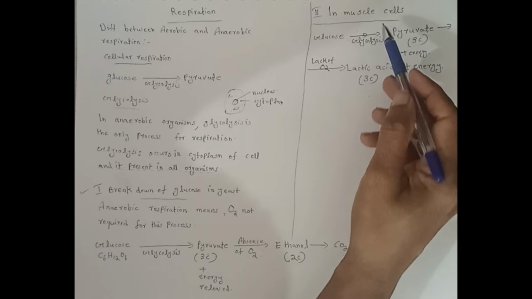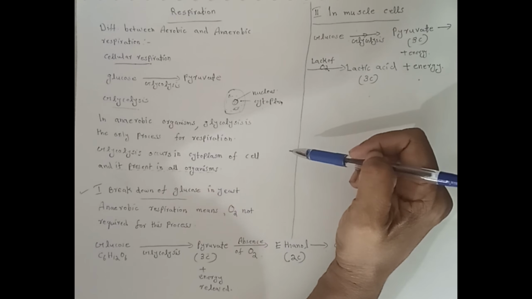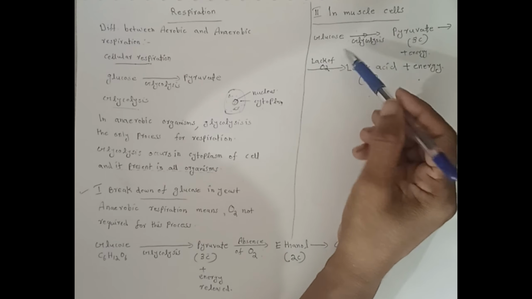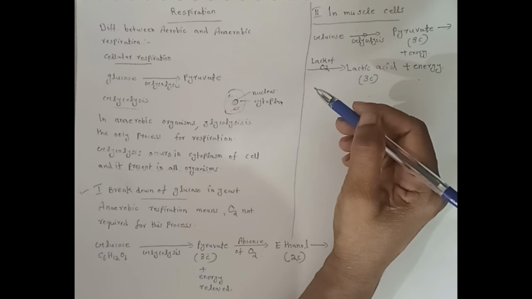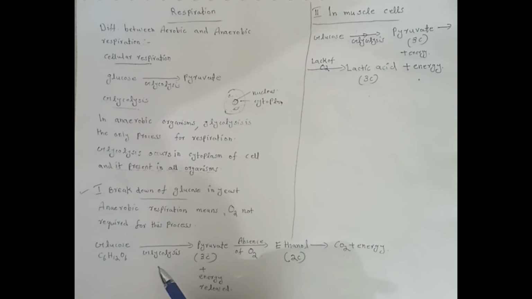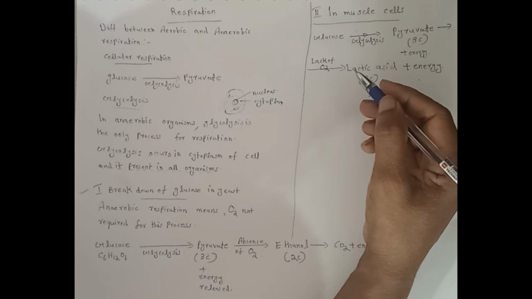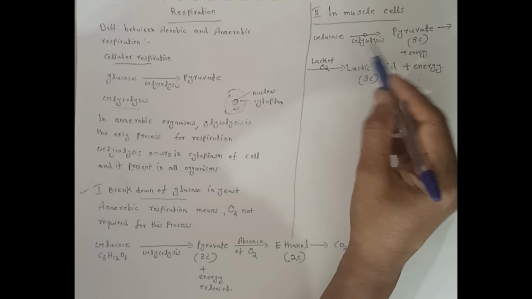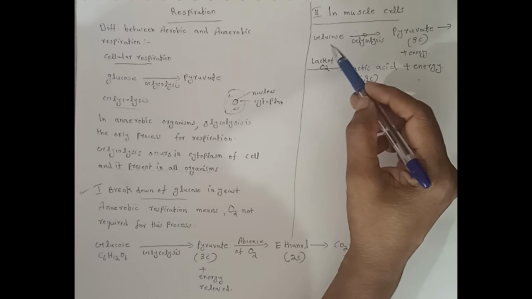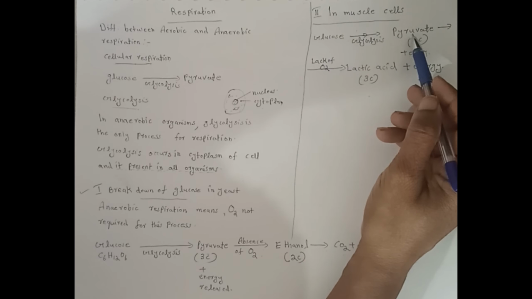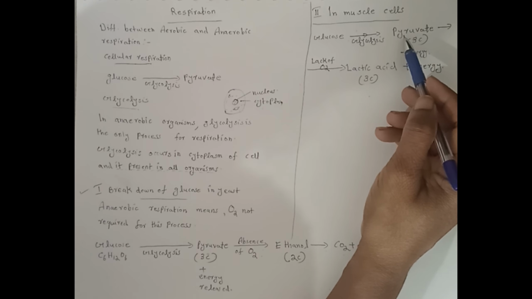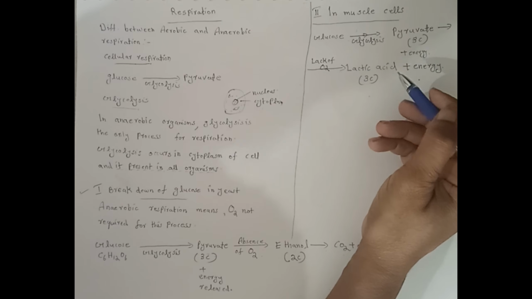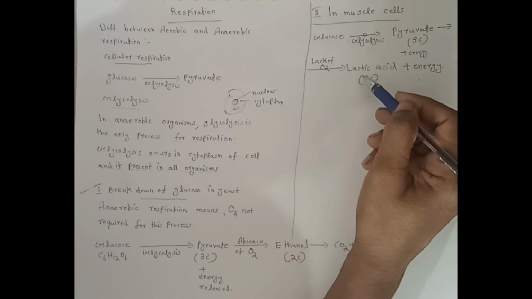These two types of respiration are anaerobic respiration in yeast cells and also in muscle cells. The first step, glycolysis, is common in all types of aerobic and anaerobic respiration. Here is the anaerobic respiration. The first step is the splitting of glucose to the 3 carbon molecule pyruvate. Then this pyruvate is converted to lactic acid.